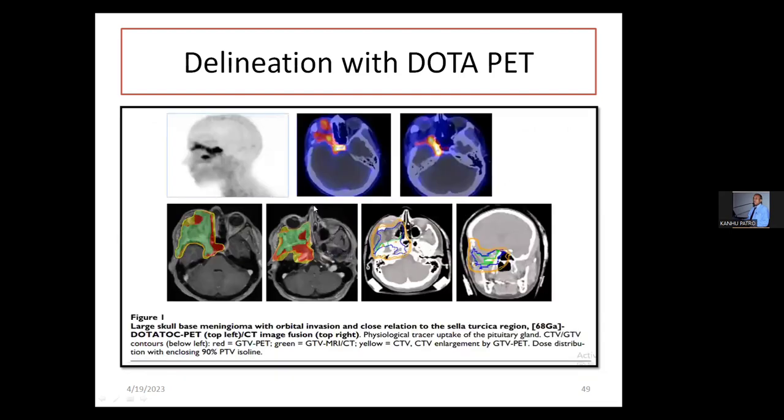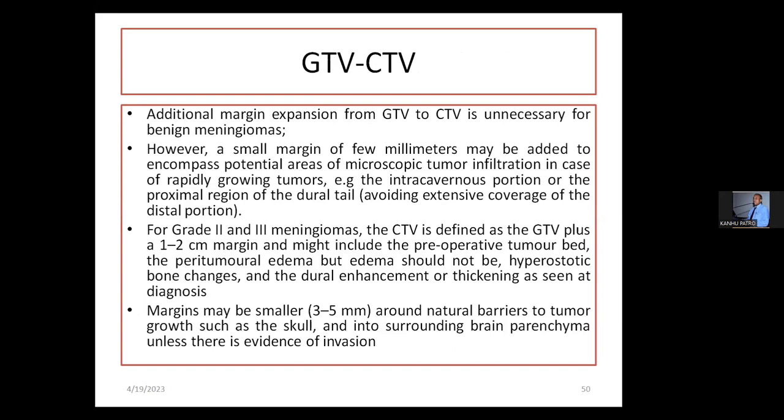How DOTA PET, the MRI, CT, and this picture shows how it helps to differentiate between the other involvement and not. This will help you in skull base tumors, mostly DOTA PET and MRI, CT. If you fuse them combined, that will be more helpful. Additional margin is not needed for benign meningiomas, grade 1 meningiomas, unless CTV expansion is needed. But if you are planning for grade 2, grade 3 meningiomas, you have to include an extra 1 to 2 centimeter margin around the tumor bed.